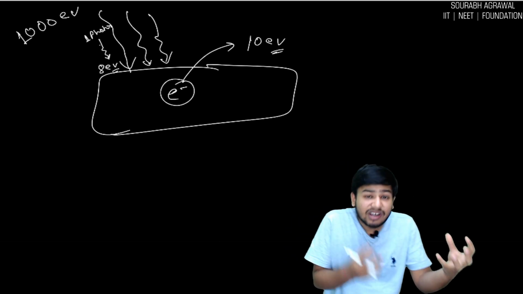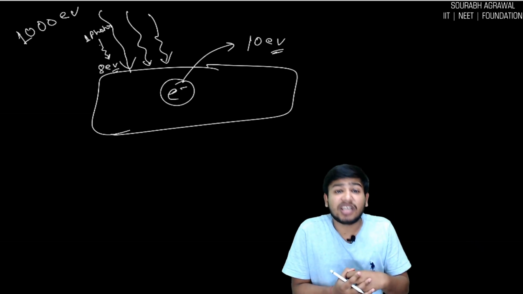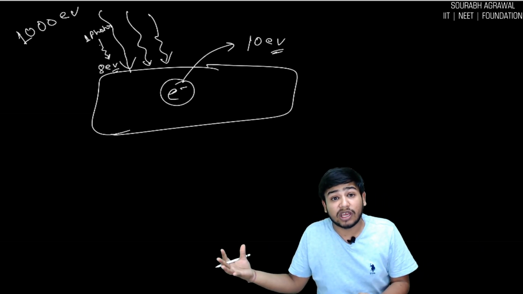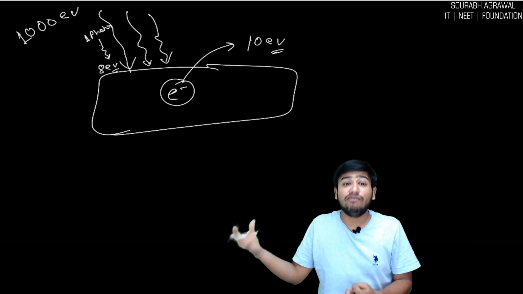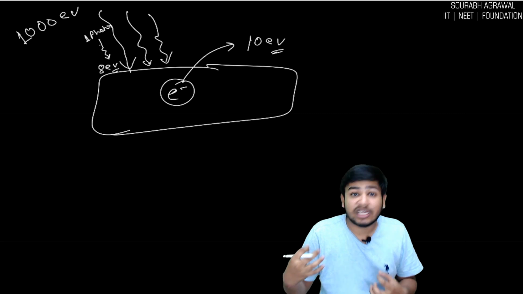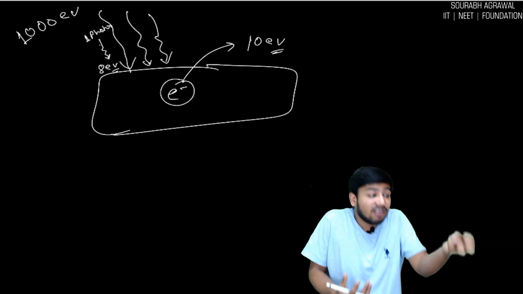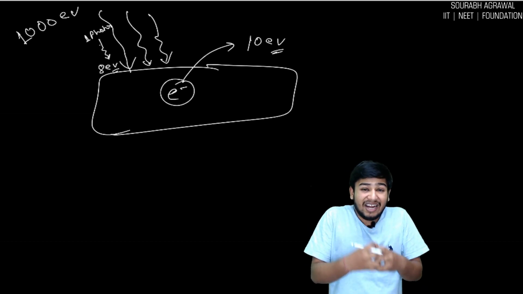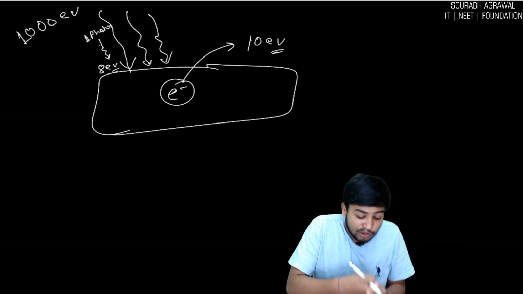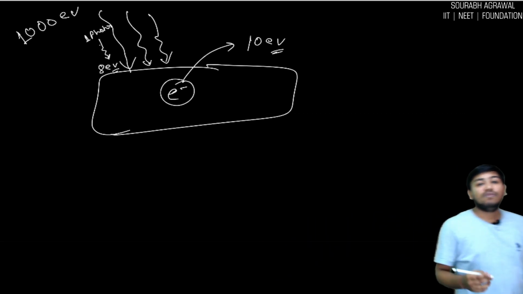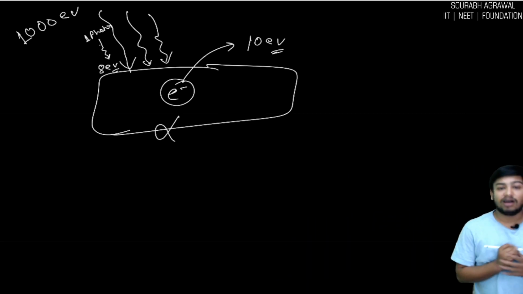So at one time, how much maximum energy can it take? Only 8 electron volt. And how much is required to break the bond? 10 electron volt. So tell me, will this electron come out or not? You will say, no sir. The energy that one photon is giving is only 8 electron volt, and the total energy required for the emission of this electron is 10 electron volt. So this electron will not come out.